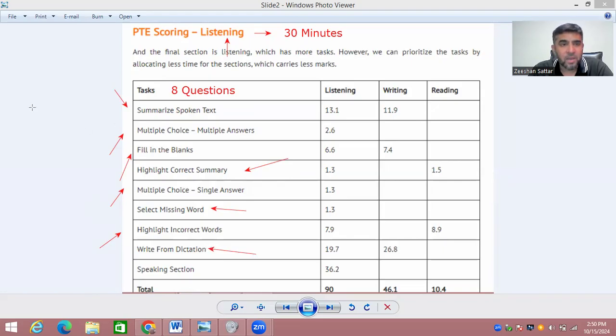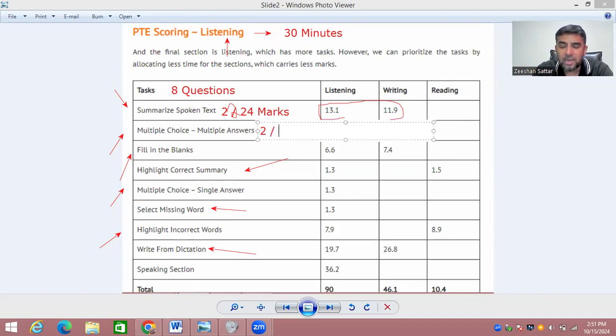PTE exam as well. Question by question, we talk about summarize the spoken text. 2 questions will be there in the exam, and these 2 questions will contribute almost 24 marks in total. So I'm going to write things here as well so that you can get a better image. So almost 2 questions and 24 marks will be given to the section. And out of these 24 marks, 13 marks will go to listening, and 11.9, meaning 12 marks, will go towards your writing exam. Multiple choice questions, there are about 2, and they are only giving 2.5 marks to your exam.